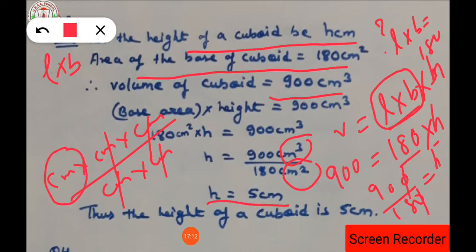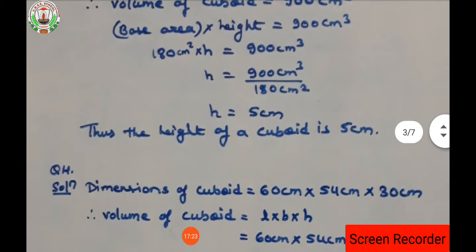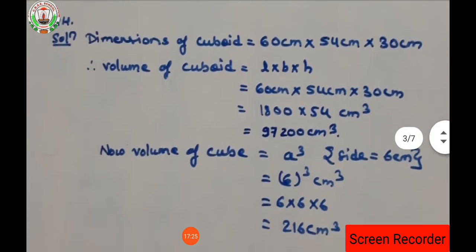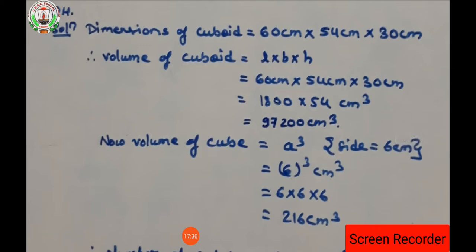So here we are going to cancel the numerator and denominator. What will be the answer? The height is 5 centimeter. Thus the height of the cuboid is how much? 5 centimeter. Clear everyone? Now question number 4. In question number 4, a dimension is given.